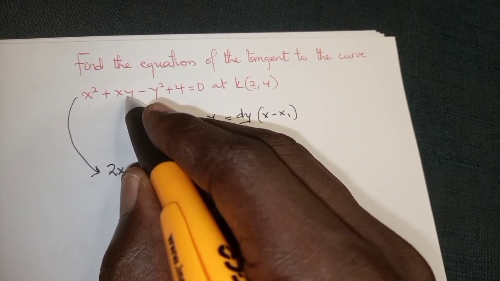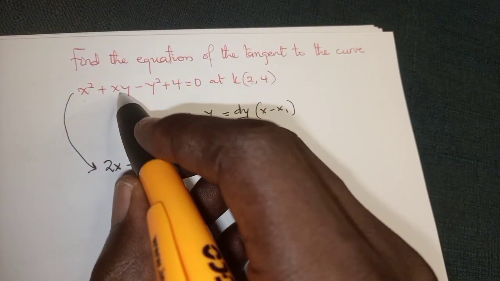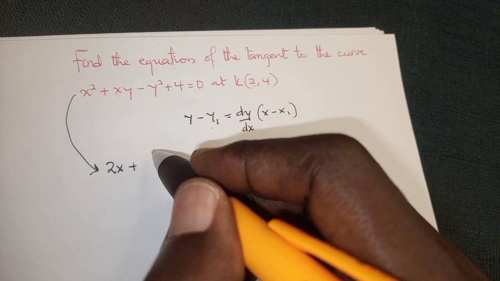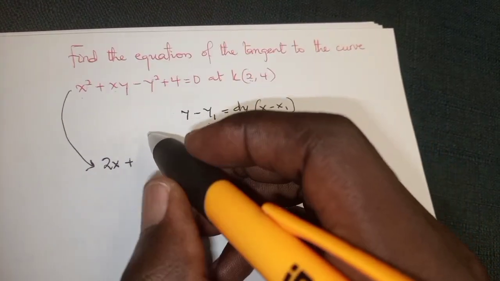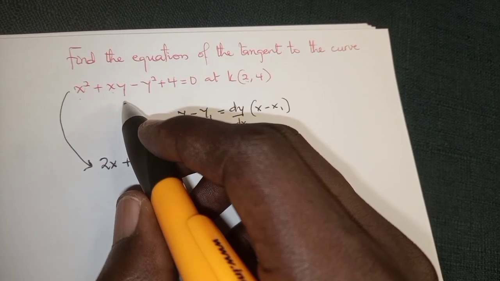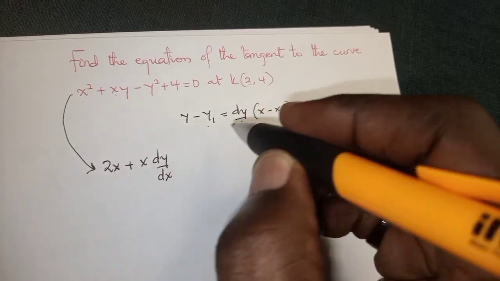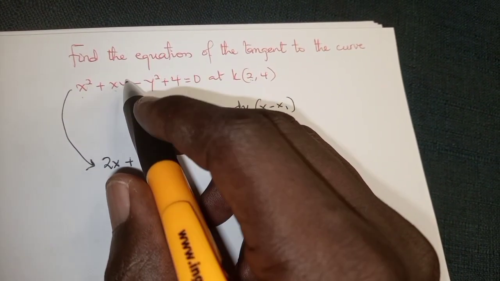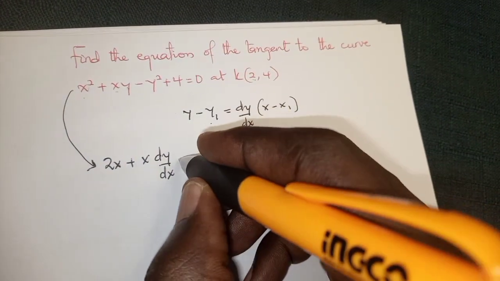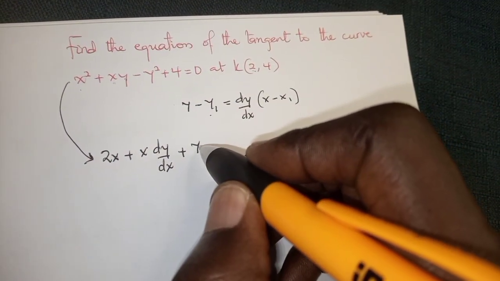Differentiating xy will be a product rule. So first we hold the x constant and we differentiate the y, so we have x times dy on dx. For the second one, we hold the y constant and differentiate x. So that will be plus y, and differentiating x, you get 1. So that will be y.